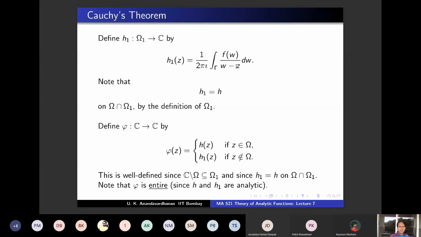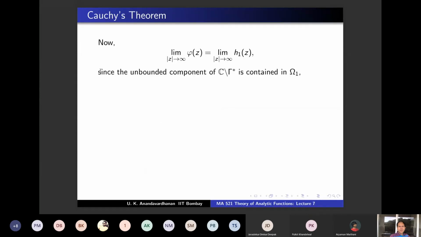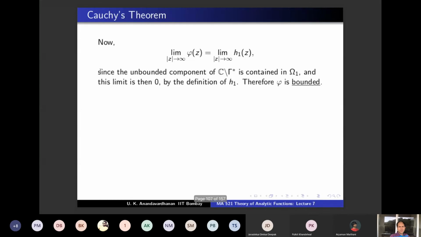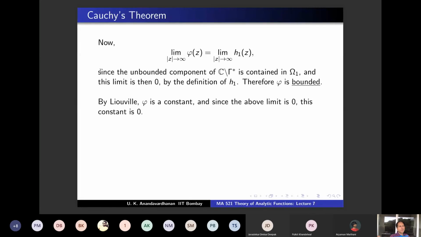Because it's in the denominator and increasing, this will decrease. So the limit is 0, by the formula for h1. Therefore, phi is bounded because the limit is 0. Outside a big enough disk, it is bounded. Inside the disk, it's bounded by the extreme value theorem. By Liouville, phi is a constant, and since the above limit is 0, this constant is 0. In the unbounded component, the value is 0, and therefore this constant value is 0.